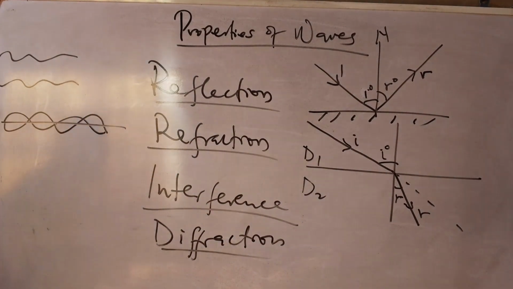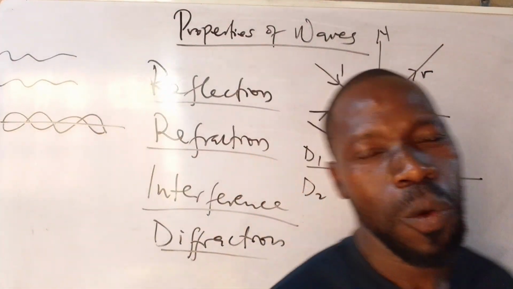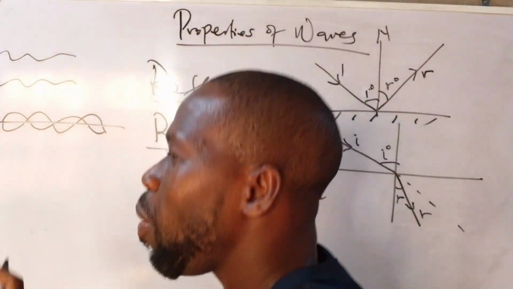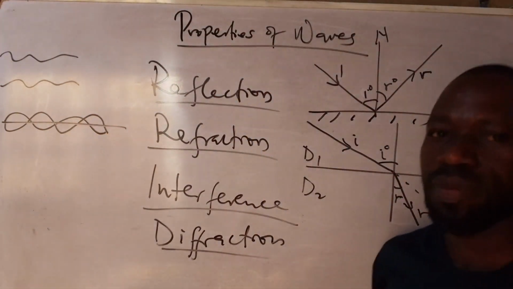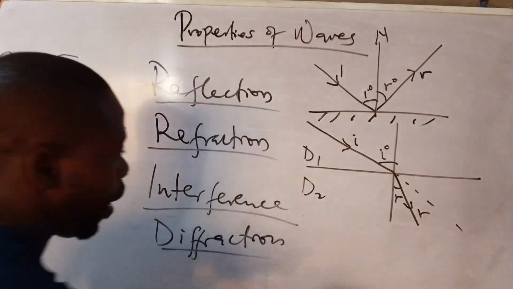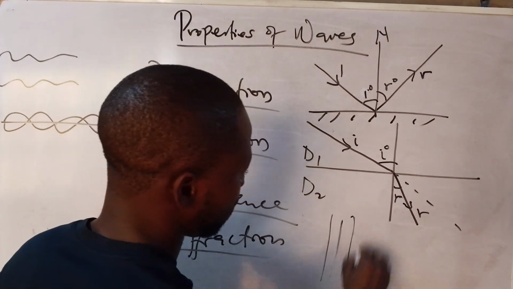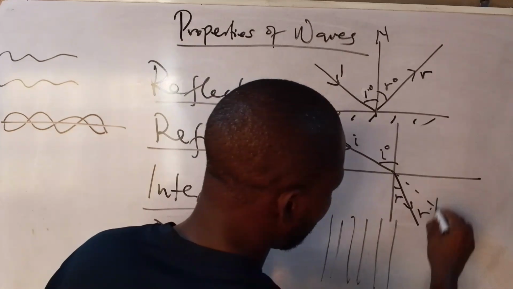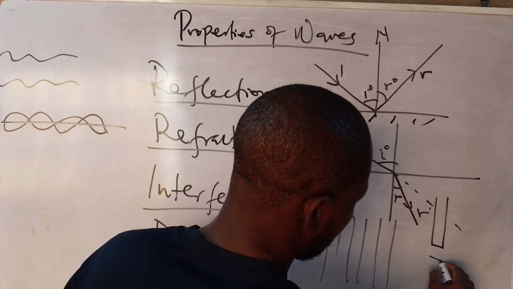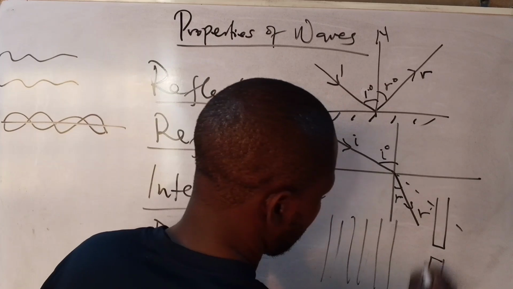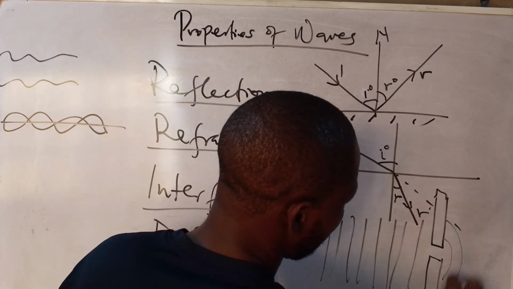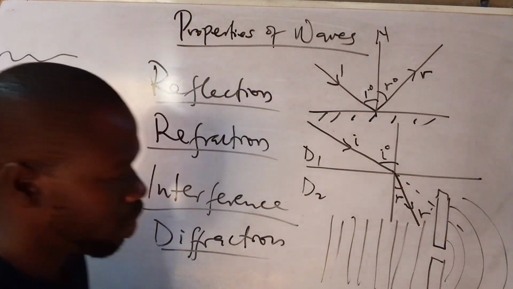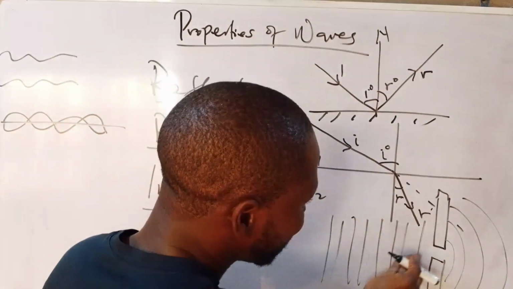What is diffraction? Diffraction is what happens to a wave when it comes through an obstacle with a narrow opening for it to escape. It diffracts. For example, a sound wave is coming like this, and it comes through an obstacle. Notice the wave is coming like this. Once it hits this obstacle, there's a possibility for the wave to change its pattern this way. So that is diffraction.